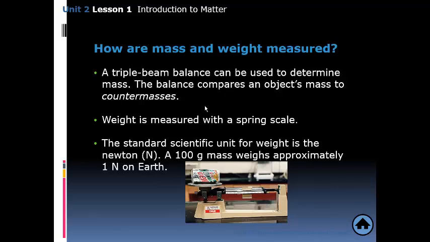Here's a picture of a triple beam balance. If you can see, it's called a triple beam balance because there are 1, 2, 3 beams. Okay, so there are 3 beams. We have one in the front, one in the middle, and one in the back. And you will actually get an opportunity to use this in class.